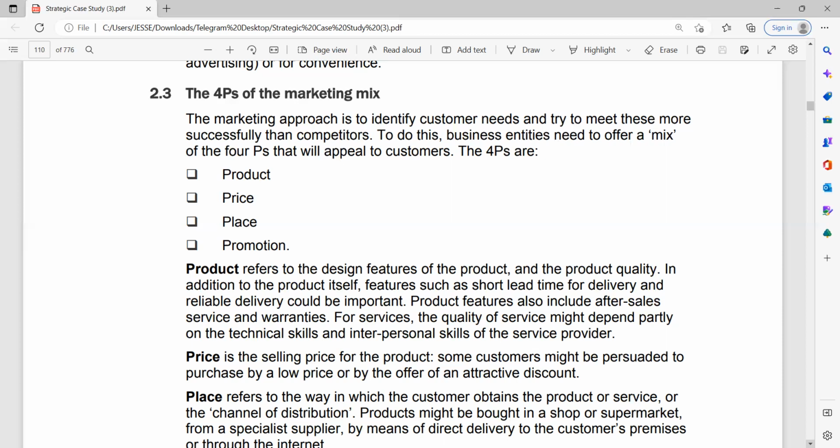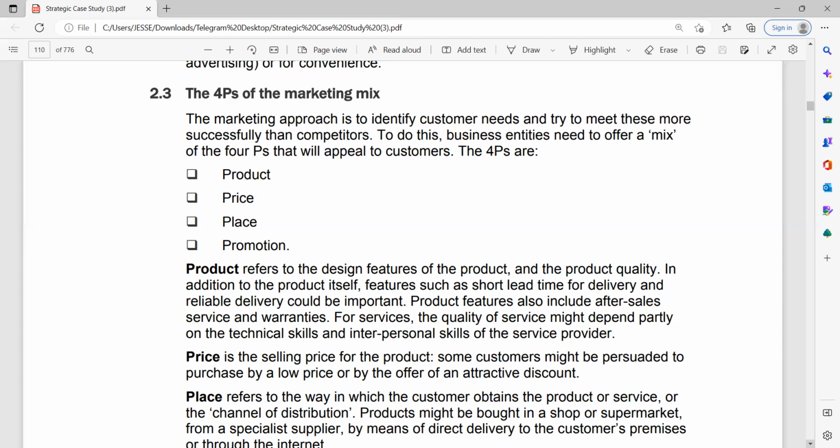And what do I mean by the 4 pillars of marketing? When we say the 4 pillars of marketing, we are referring to products, we are referring to price, we are referring to place, and we are referring to promotion. These are the 4 P's of marketing. So you have product, price, place, promotion. And every organization needs a mix of these 4 P's in order to be able to do business.